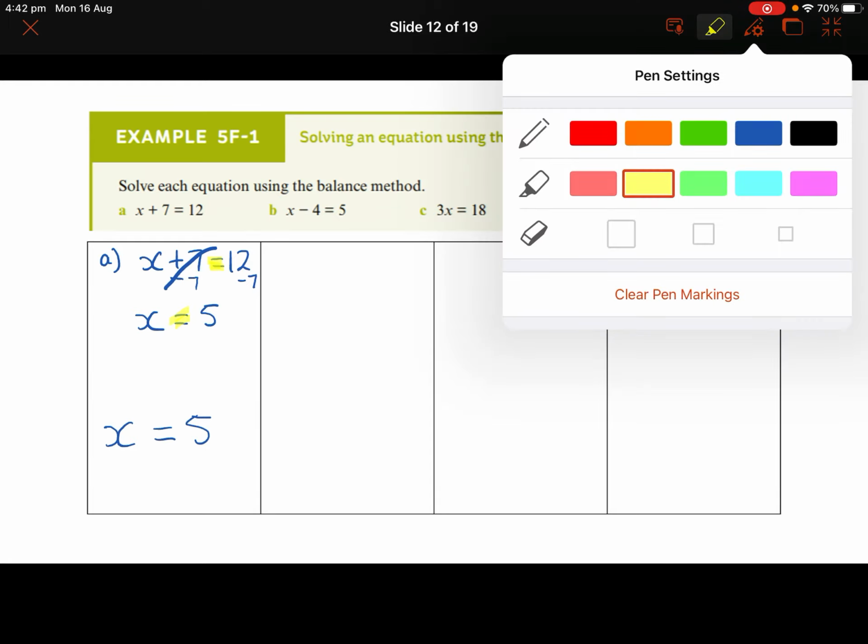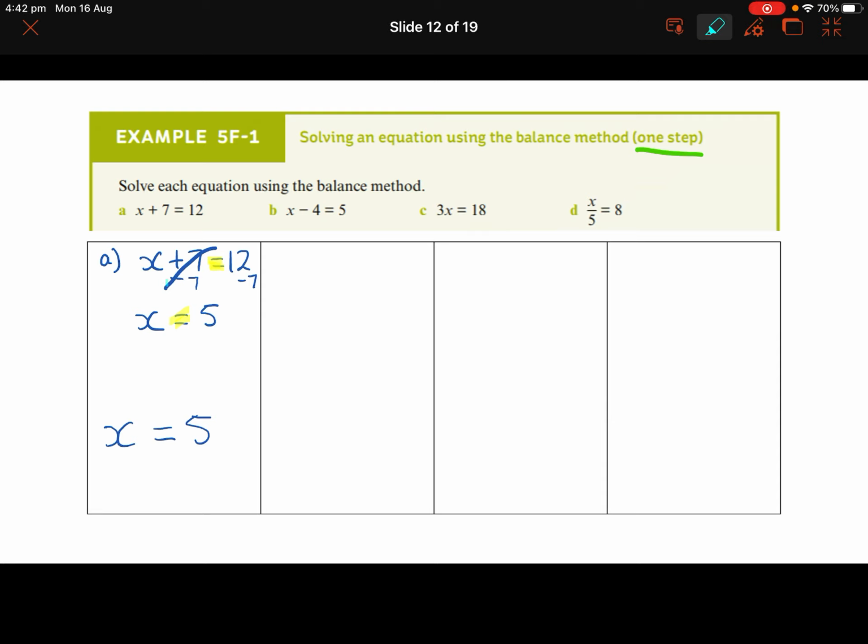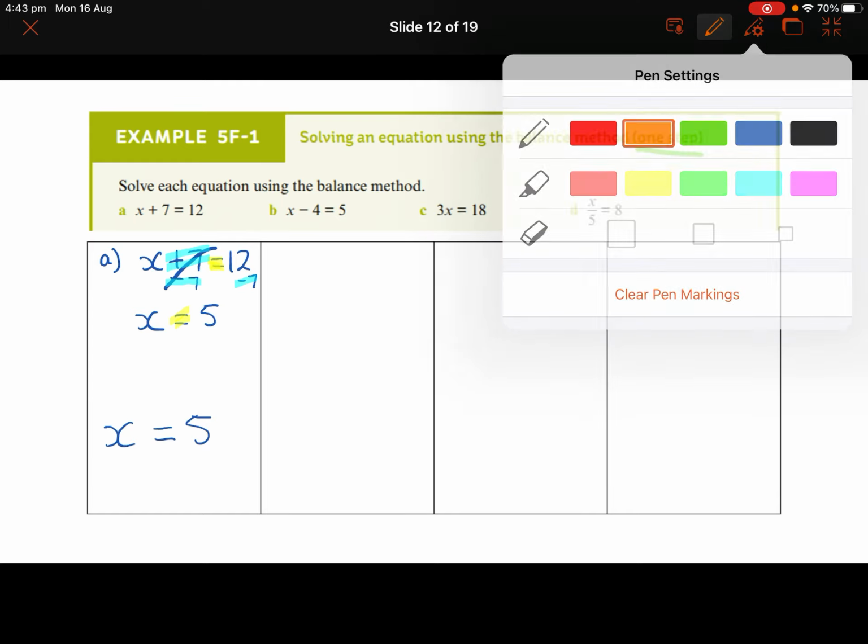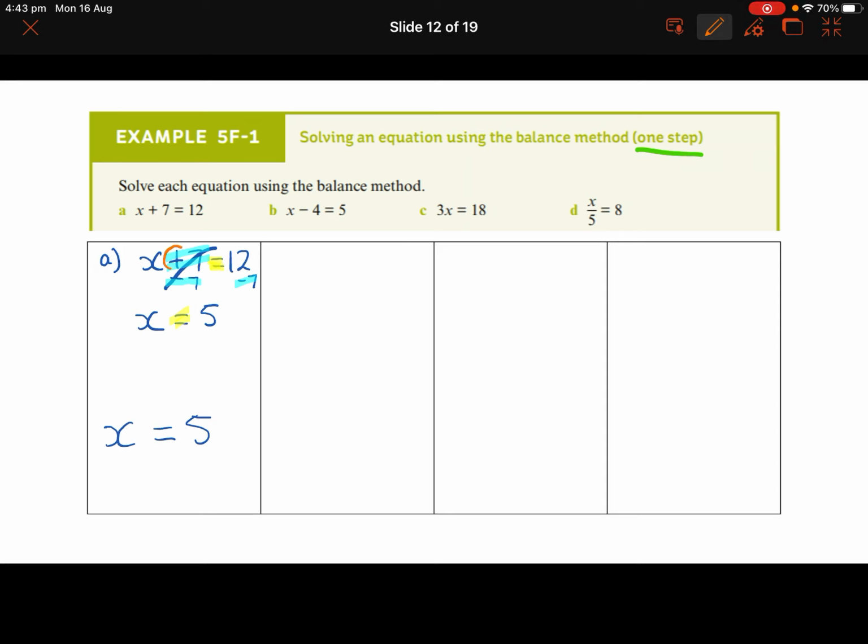What we had to do was subtract 7 on both sides to keep our equation equal, okay? And the reason we subtracted 7 is because we want to get rid of this x plus 7 here, because we're trying to get the x by itself. We want to know what x equals. So in order to do that, we need to subtract 7. So we just did the inverse, the opposite of plus, we subtracted. Okay, so we've got x by itself, so x equals 5.